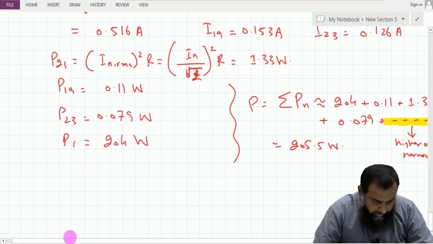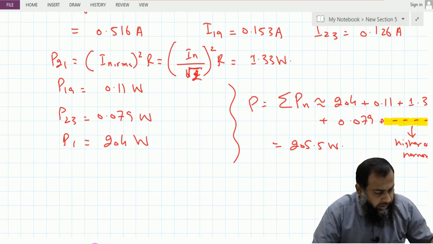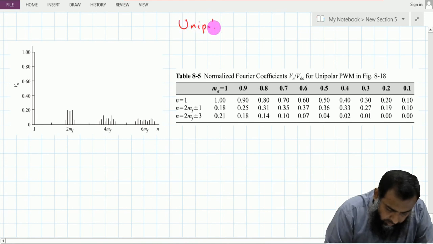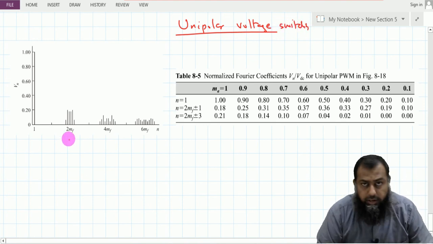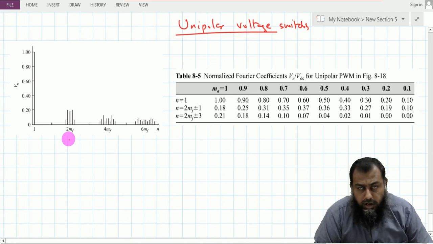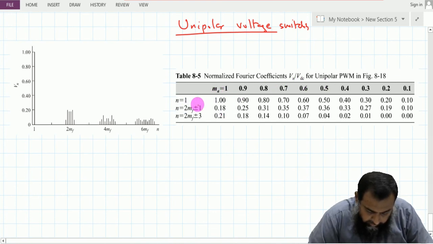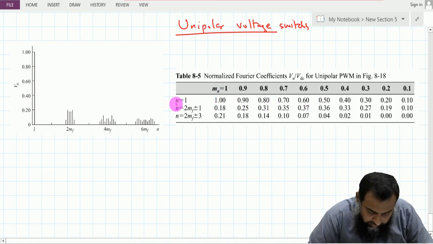We have a similar kind of table for the unipolar scheme as well. For the unipolar voltage switching scheme of a PWM inverter, a similar kind of table exists, and it is given in textbooks like Daniel Hart and Ned Mohan. So here we have this one again on the same pattern. We have N is equal to 1. For MA equal to 1, it is actually a linear control, as evident from this particular line.